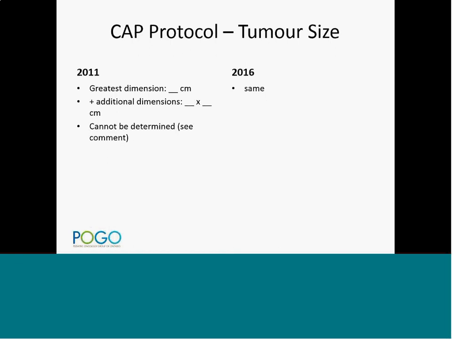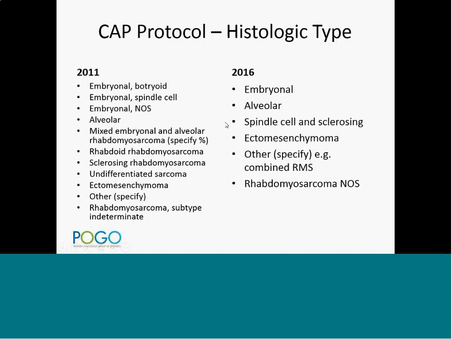Size is still a category that's important. You'll see when we talk about staging, size is one of the categories for one of the staging systems. Stays the same. Greatest dimension is the minimum criteria, but being pathologists, we tend to measure things in 3 dimensions. So dimensions obviously is not going to be an issue.